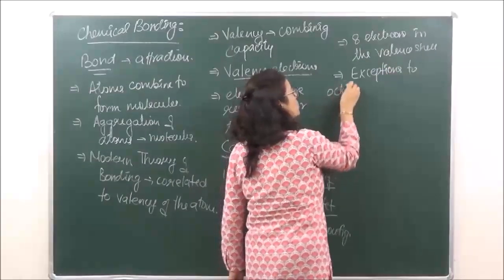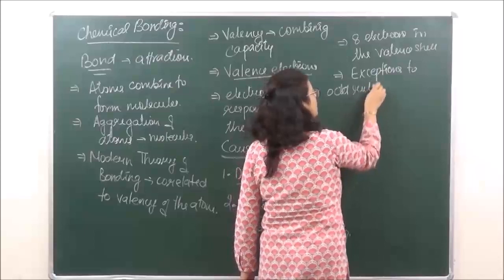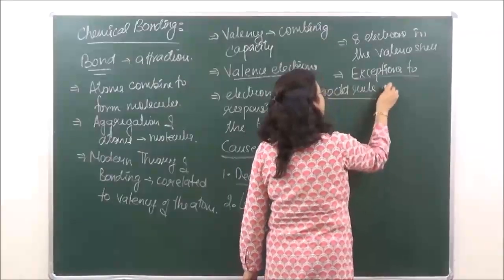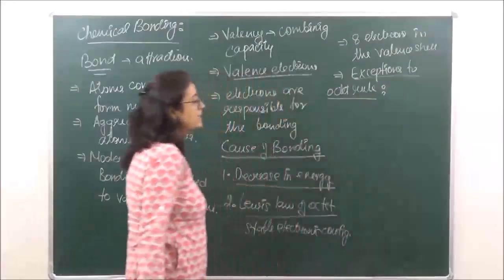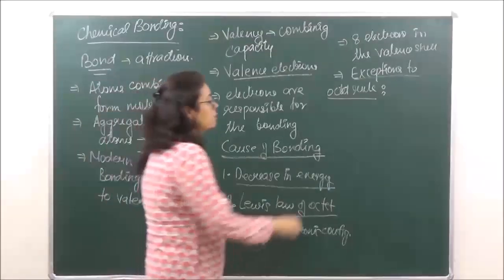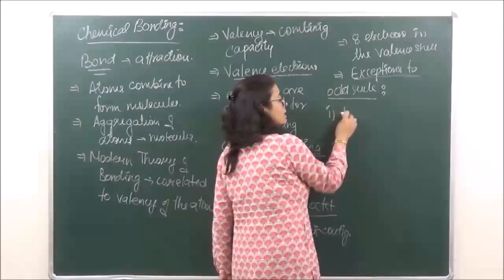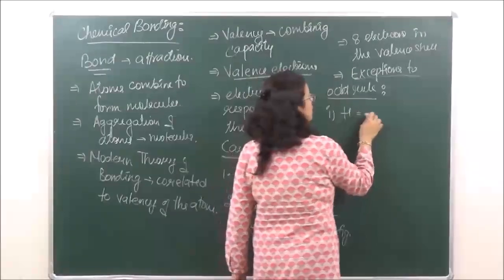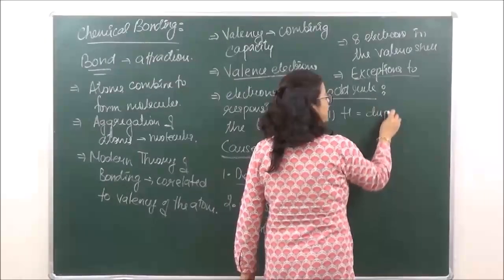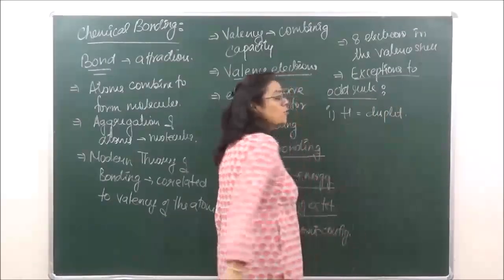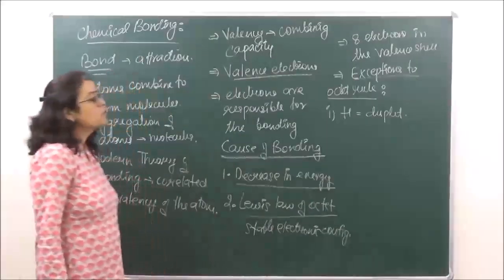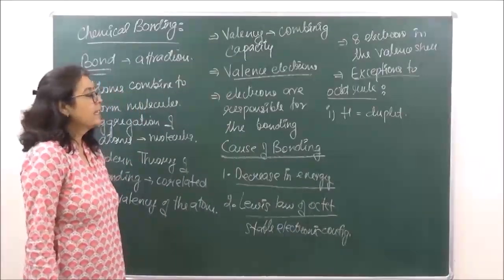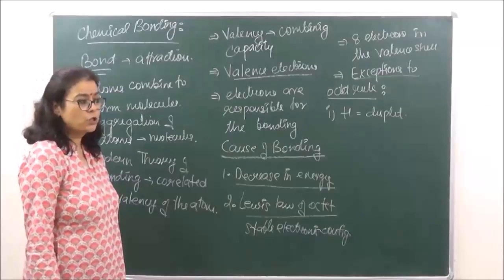Exceptions to the octet rule. The first one was that hydrogen forms a duplet, because it can accommodate a maximum of only 2 electrons in the outermost shell. Therefore, it does not follow the octet rule.